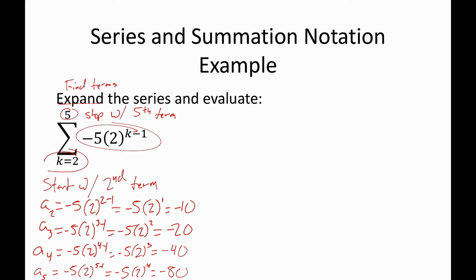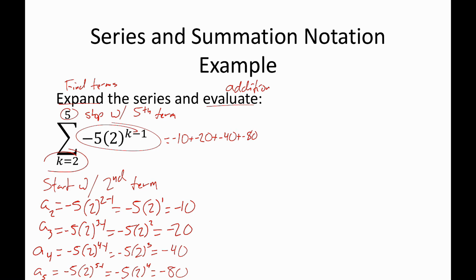And we found them. So the terms that we needed to find are negative 10. And since we're doing a series, we're adding up these terms. So we got negative 10 plus negative 20 plus negative 40 plus negative 80. So that's the expanding portion. Evaluate means actually do the addition. So we got negative 10 plus negative 20 plus negative 40 plus negative 80.